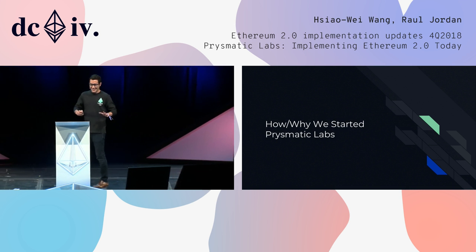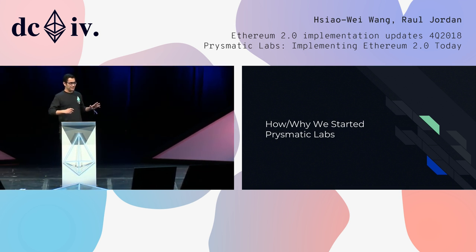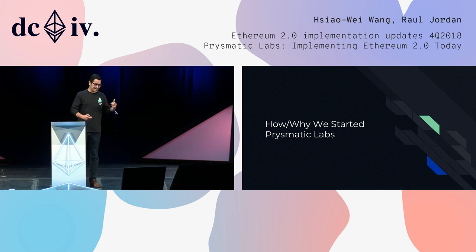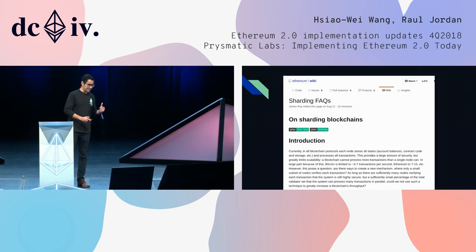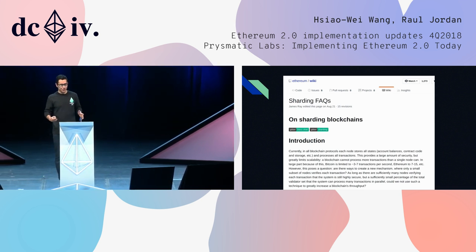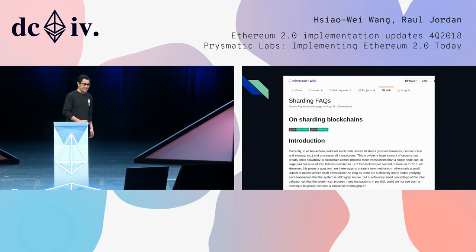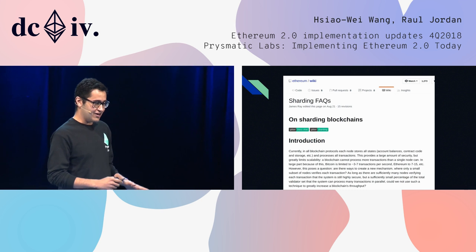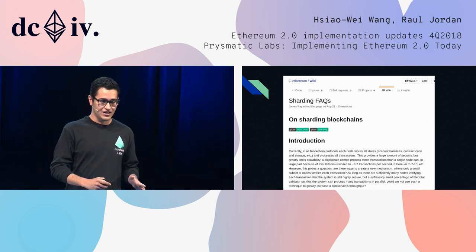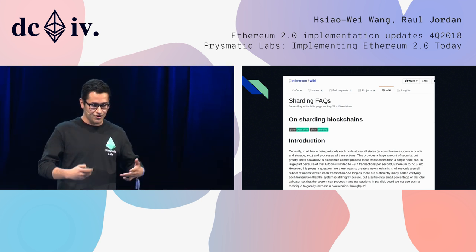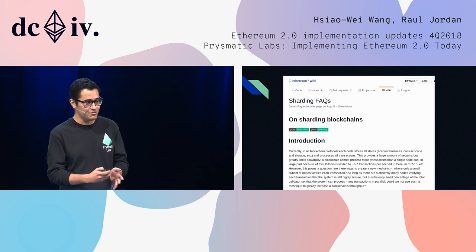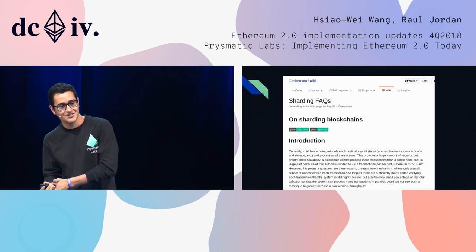So why exactly did we start, and how exactly did this happen? Let's go back to late 2017, where Vitalik had a basic sharding FAQ explaining the possibility of having a parallelizable world computer. This was the start of a new initiative. It was very high level in the sense that it didn't really go into much detail of how this would work, like how feasible this would be from an implementation perspective.